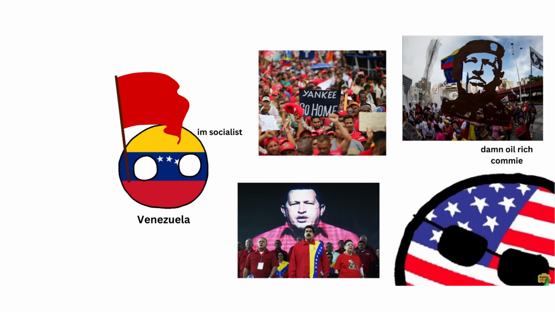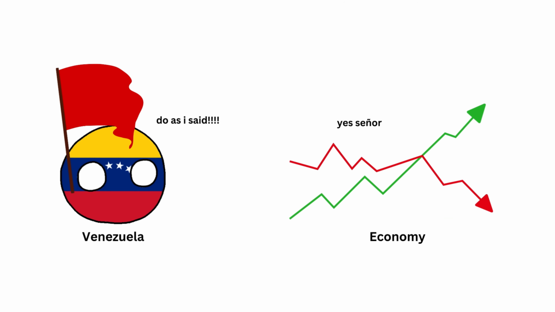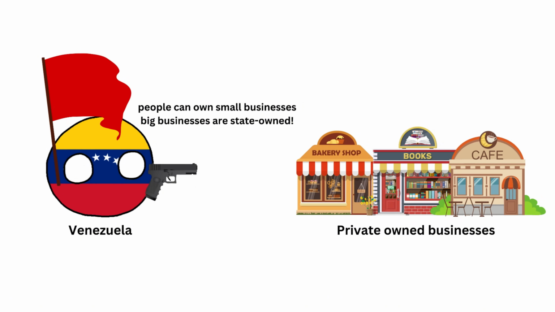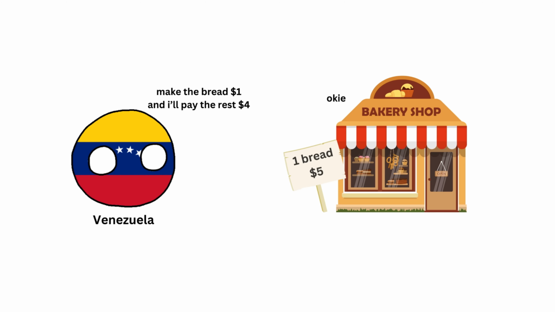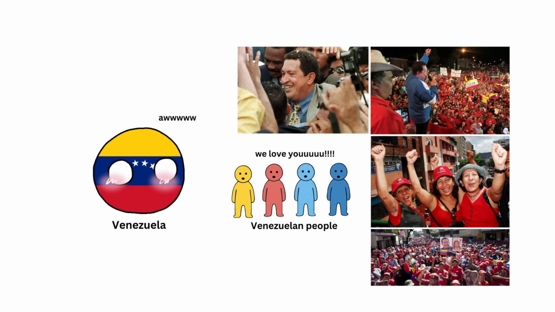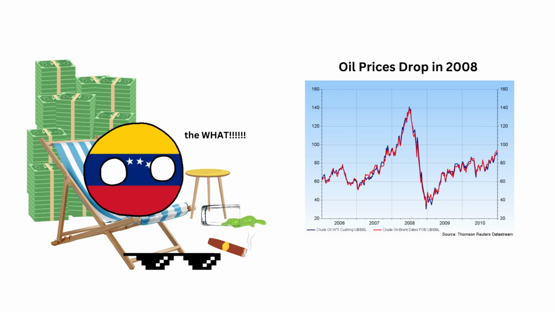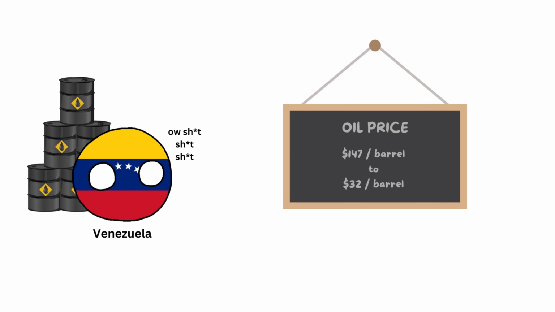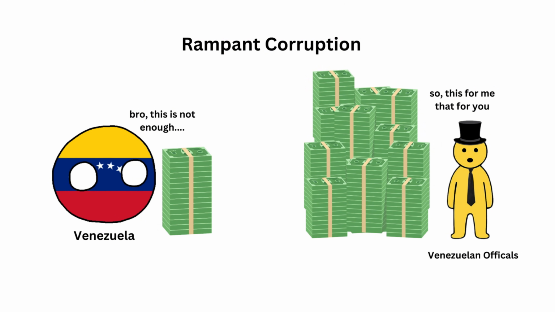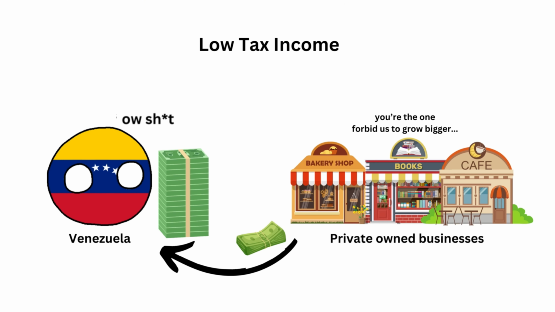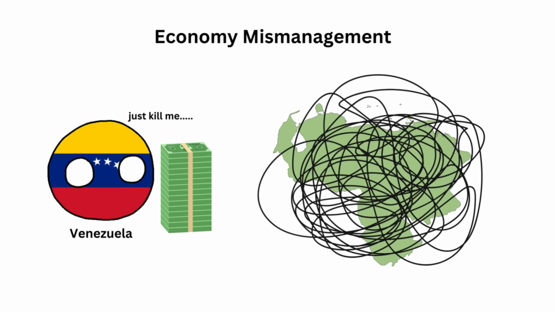At that time, Venezuela's socialist government took over all industries, controlled the economy, and didn't allow private companies to grow. All the money was given out as subsidies, prices were fixed at very cheap rates, and people were happy. Everything seemed fine until the massive drop in oil prices after 2008. Venezuela, being overly dependent on oil, faced a severe drop in income and economic stability. This was worsened by rampant corruption, low tax income due to the lack of private businesses, and economic mismanagement.